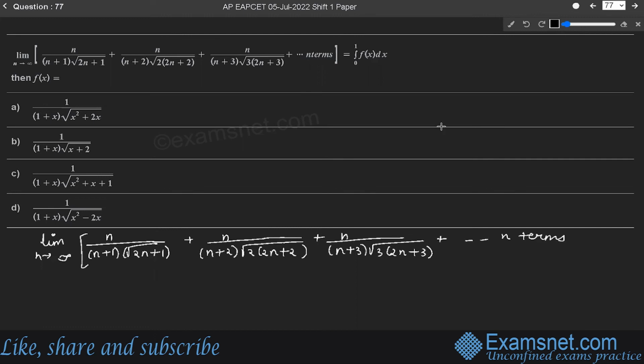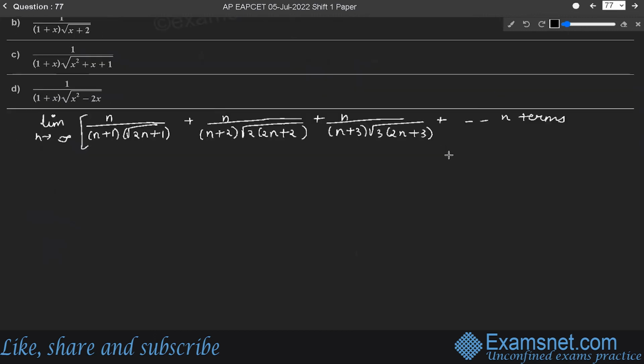You can see that it forms a series, and here the value is from k is equal to 1 to n. You can see that here there is 1, 2, 3. So we can write it as limit n tends to infinity summation of k is equal to 1 to n, n upon n plus k into under root of k into 2n plus k.